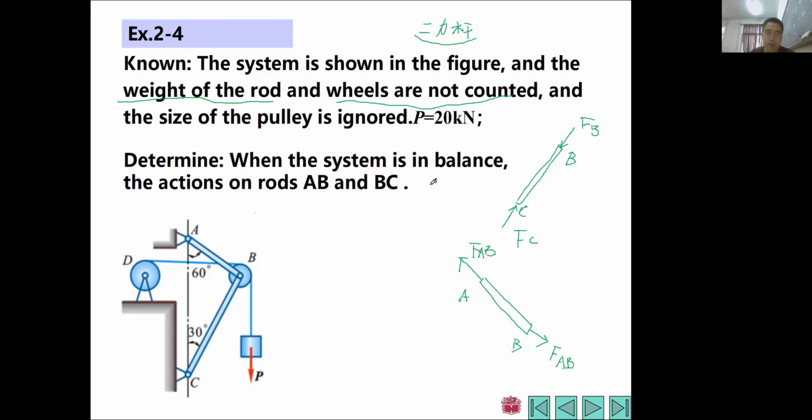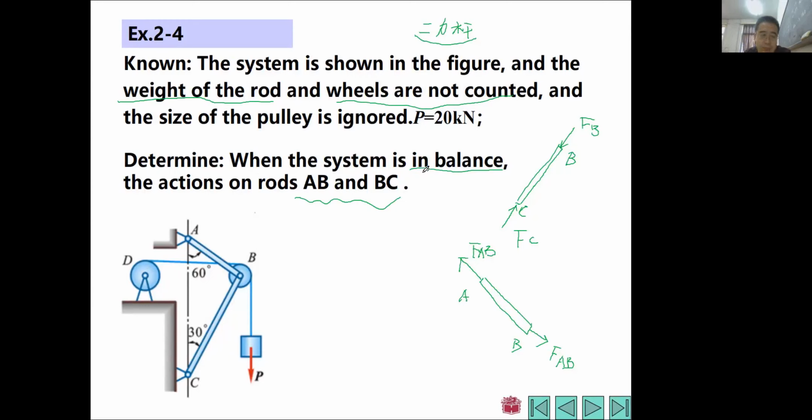So all we need to do is, it tells us this system is in balance, and that means in a condition of equilibrium. So it lets us find the actions on rods AB and BC. Actually, we can find the direction of FAB and the direction of FBC, just because these two rods are two-force balanced rods, but we also need to find their magnitudes. So you can see this is a pretty complex system.